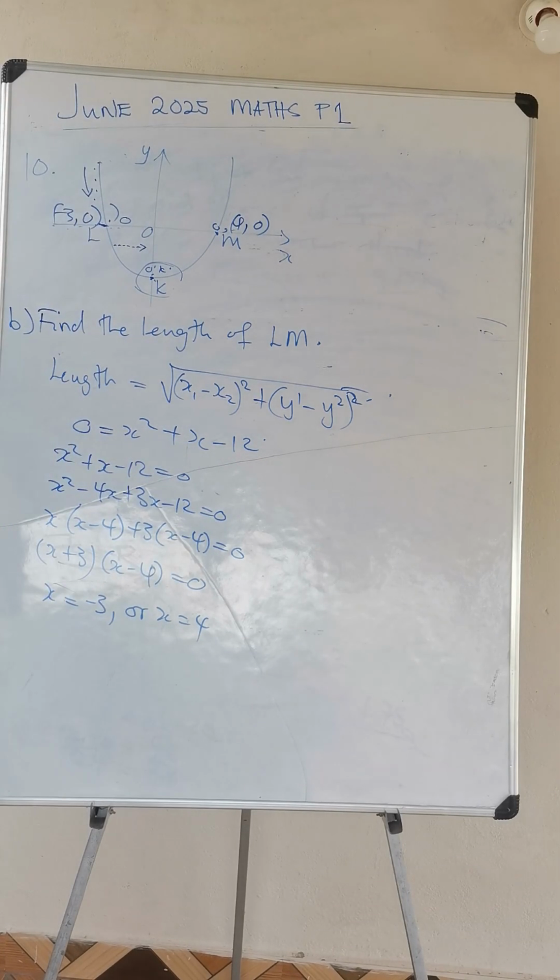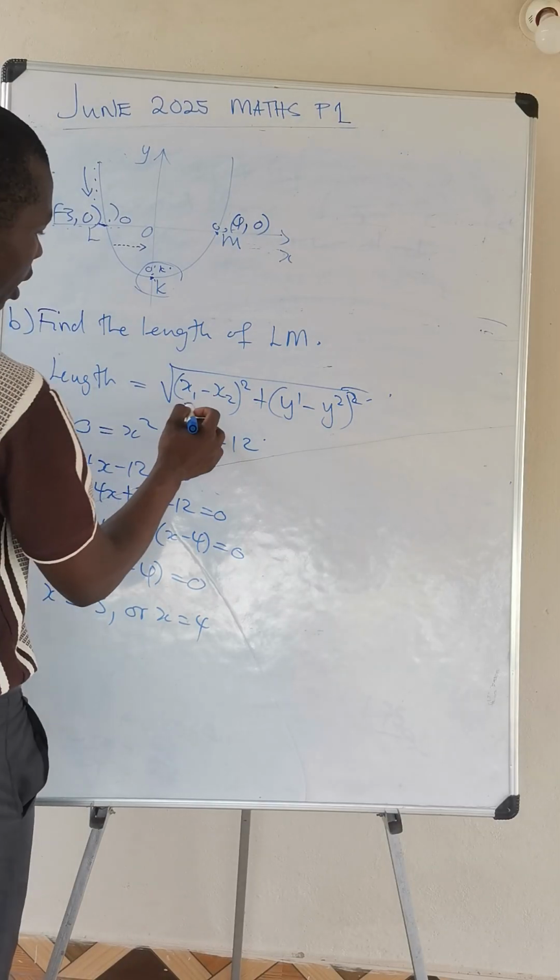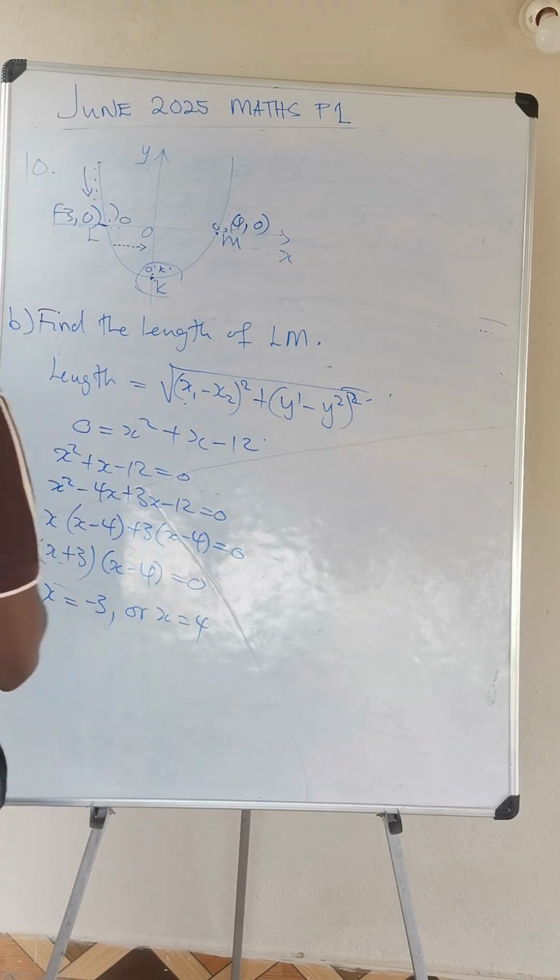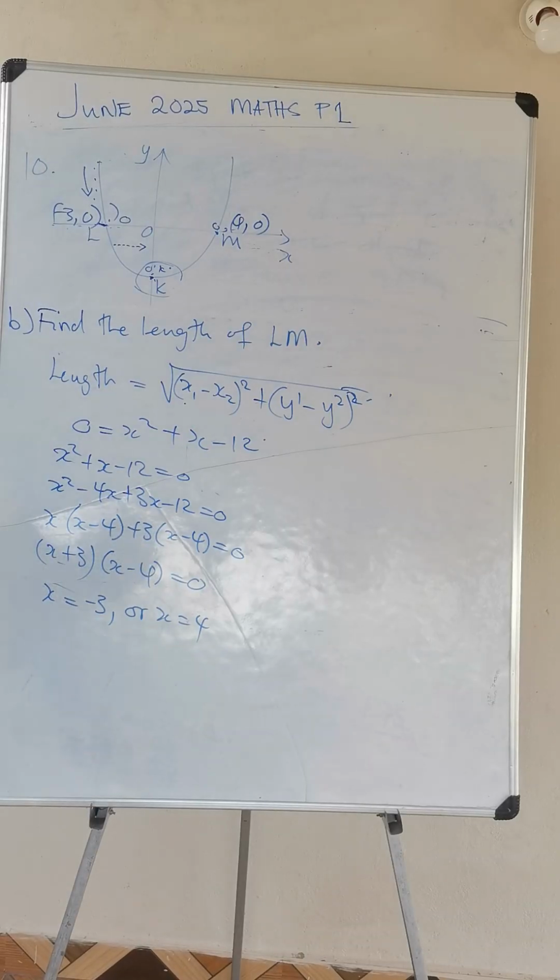Here. So it becomes what? x1 minus x3. Okay, so it becomes what? It becomes x1 minus x3, y1 minus y2, x1 minus x2, y1 minus. So these are the values of x1 and x2.